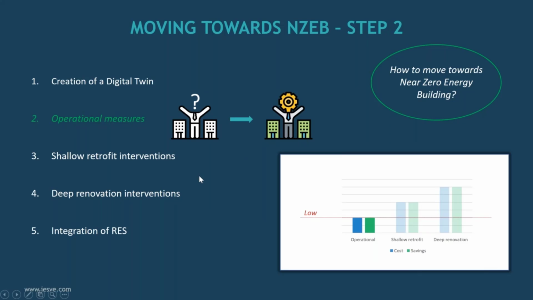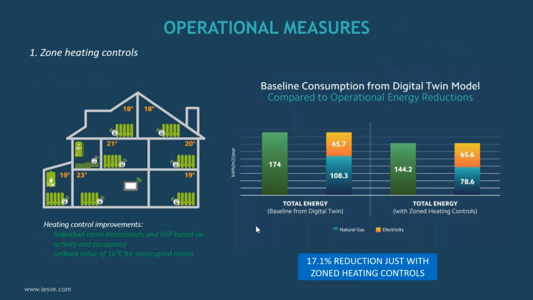The first step that we considered was operational measures. Operational measures are those that have a low effort, but can still bring quite a good improvement. A couple of them we considered. First of all, zone heating controls. The baseline building was heating all the rooms, even the unoccupied ones, at the same temperature, which was obviously not efficient. So we started saying, okay, let's use individual thermostats and heating set points based on the activity, because different activities might have different needs, and the occupancy. And let's use just a setback value of 16 degrees for the unoccupied rooms.